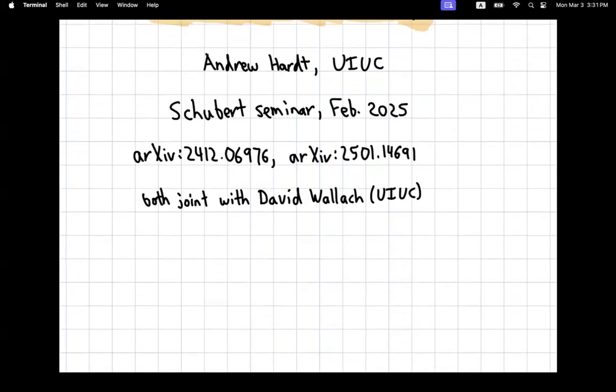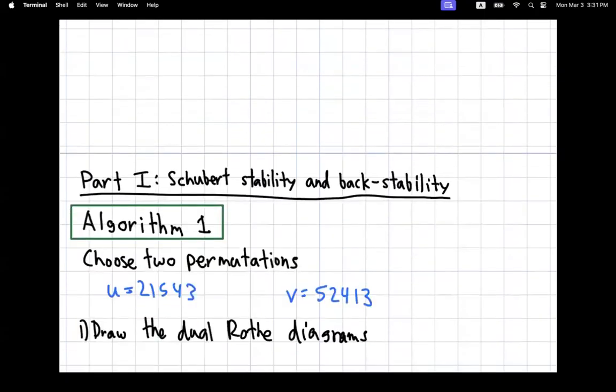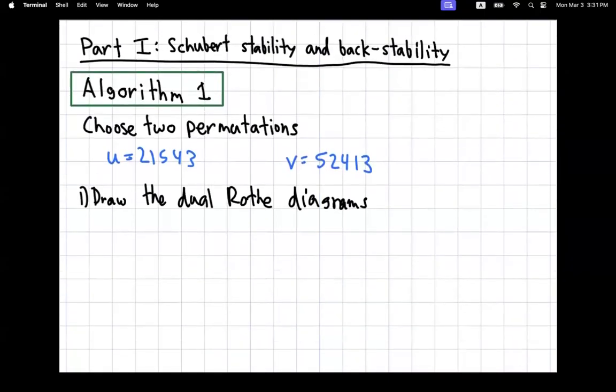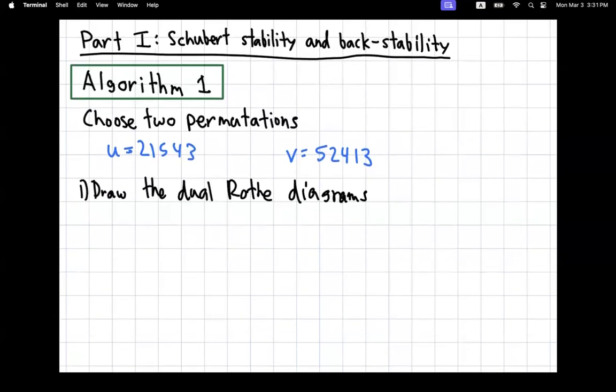Before anything else, I'm going to do an algorithm without explaining why we're doing it. We're going to choose two permutations. It can be any two permutations, but in this case, let's have U be 21543 in one line notation, and then V is 52413.